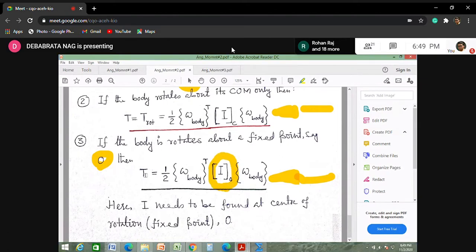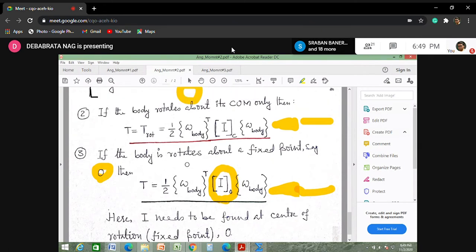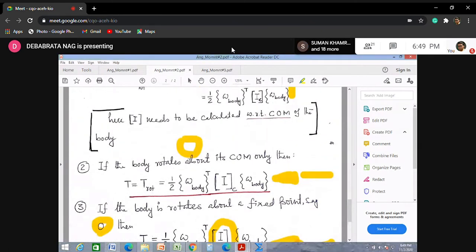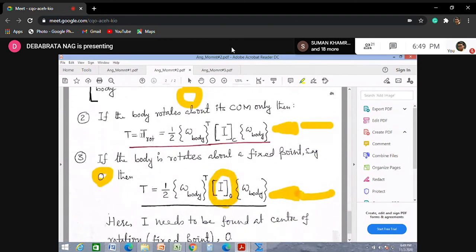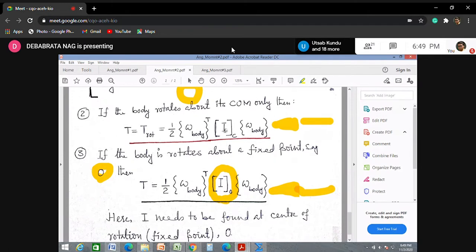That means the point about which the body is rotating. So I need to find out the inertia matrix about that point, and then my entire thing will become pure rotational kinetic energy. I can express the pure rotational kinetic energy in terms of the matrix in this particular format. So the same format can be applied over here.